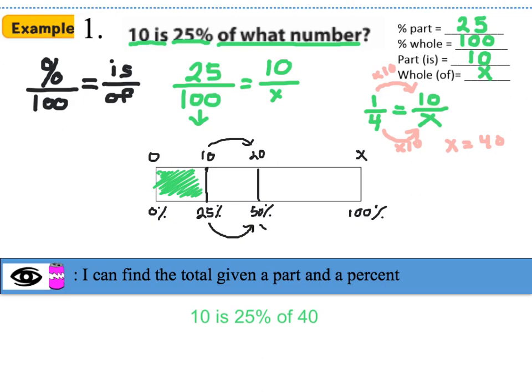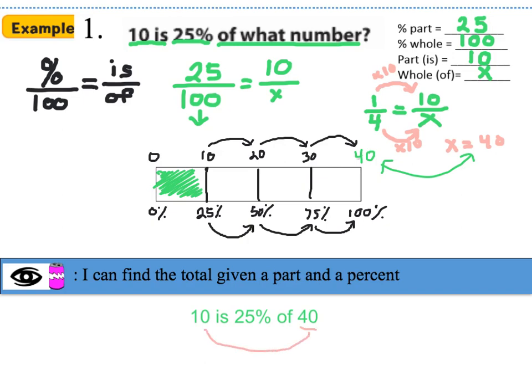Let's go ahead and add another 25%. So we would be at 75% here. So let's add another 10 on the top. So we get 30 on the top. If I add another 25% on the bottom, let's add another 10 on the top. We should get our total value, which was 40. Same exact answer that we came up with previously. So notice that our answer, which was 40, is bigger than 10 because 40 is the total amount and 10 is the part.